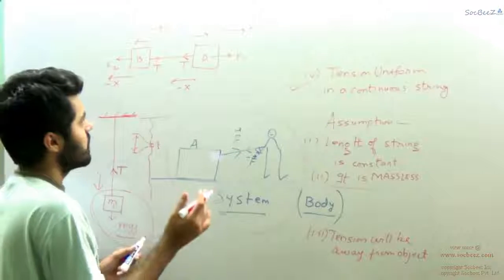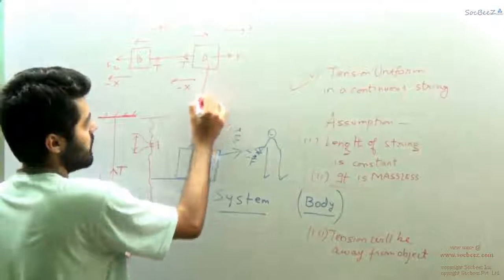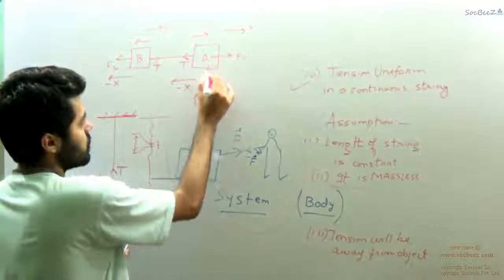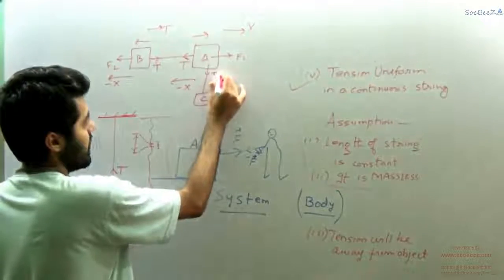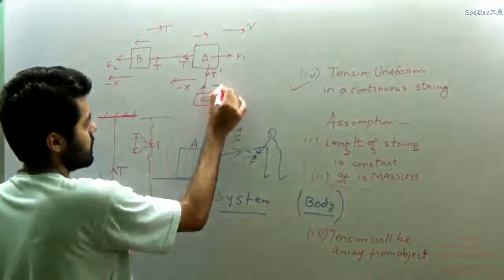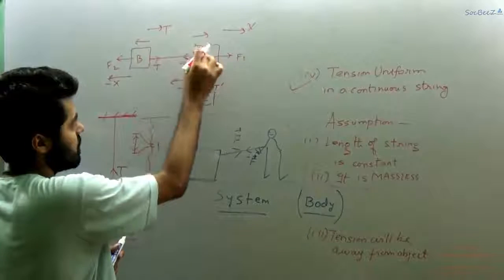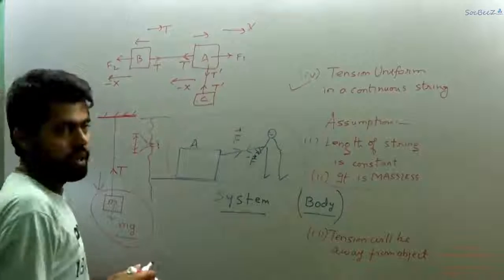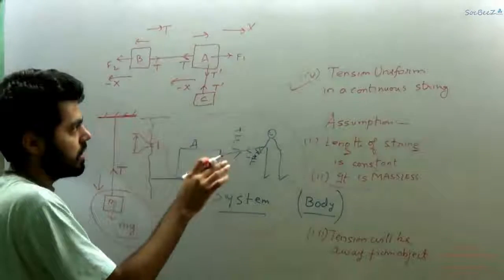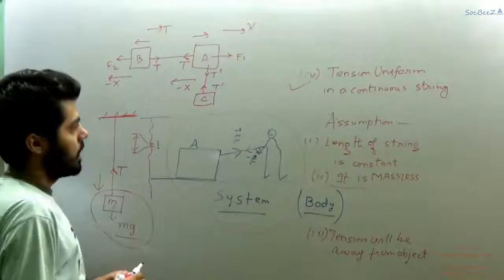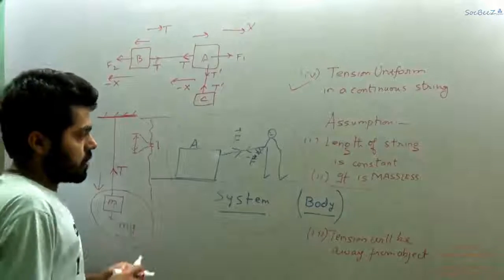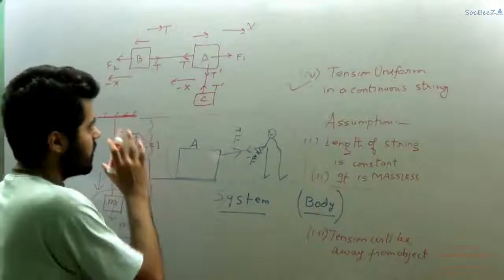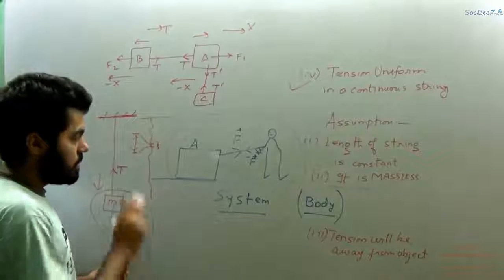Suppose the string changes. Suppose there is another string and there is another object C here. Then this will have a tension T dash here. So this will have T, the string changes at object A, and this string will have a different tension. So for a continuous string, there will be the same tension. I hope Newton's third law is clear. This string part is clear.